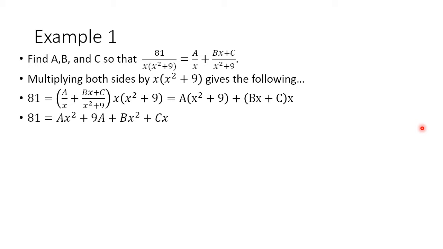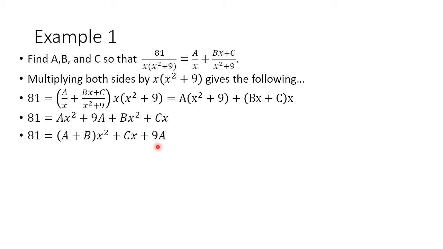So we get the following. 81 is equal to Ax squared plus 9A plus Bx squared plus Cx, and we get this by distributing. Finally, if we combine like terms, we get 81 is equal to the quantity A plus B times x squared plus C times x plus 9A. We can imagine the left side as a quadratic equation of the form 0x squared plus 0x plus 81. And on this side, we have a formula where this is the number in front of the x squared, this is the number in front of the x, and this is the number without x's at all.